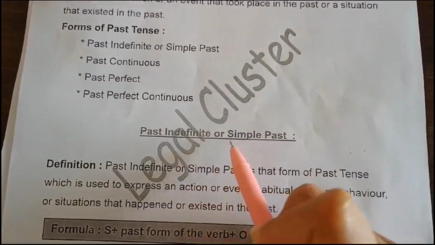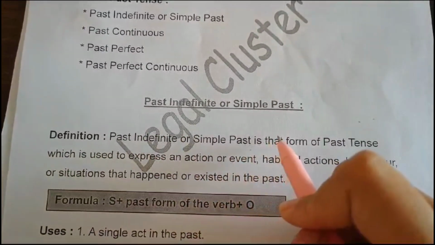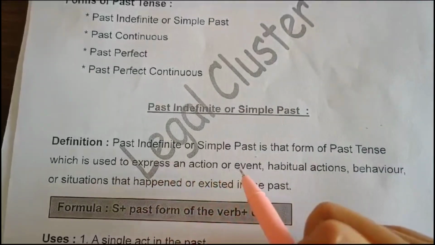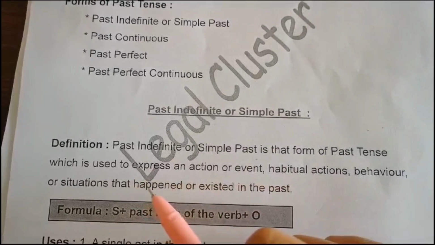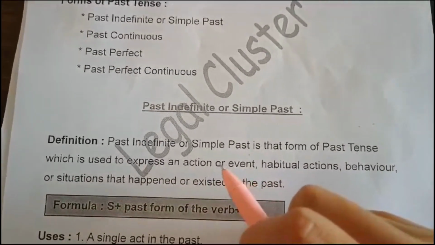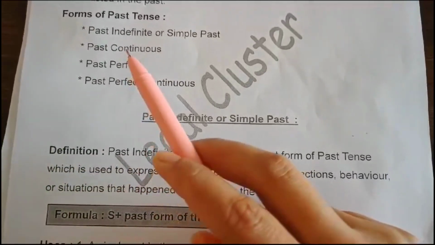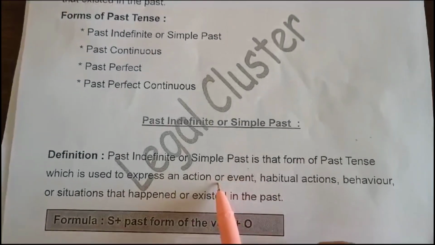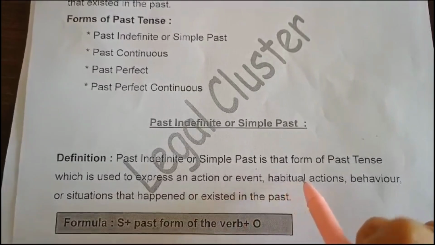Past indefinite or simple past. Past indefinite or simple past is that form of past tense which is used to express an action or event, habitual action, behavior, or situation that happened or existed in the past. So it is the simplest form of past tense, the first form, past indefinite. It expresses an action or event or any situation or habitual action.